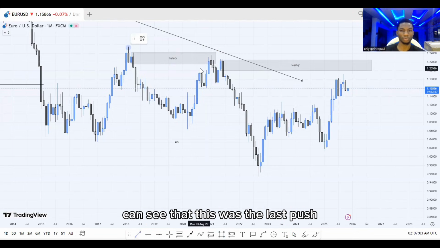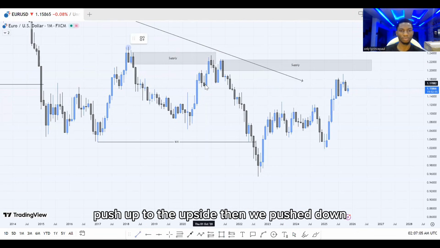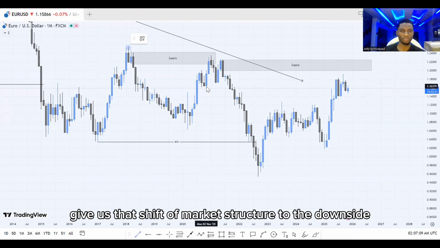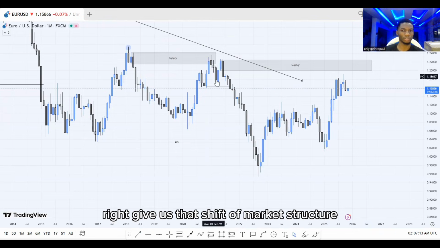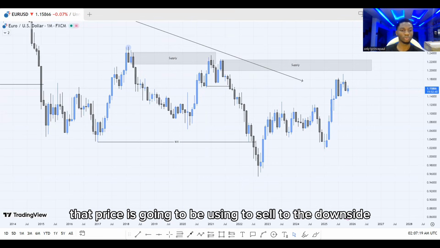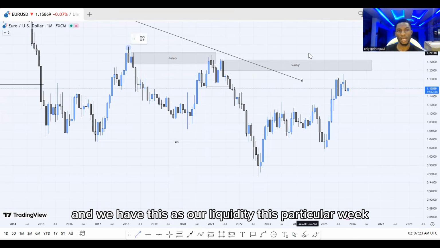You can see that this was the last push up to the upside, then we push down, then we pushed up, and price over here gave us that shift of market structure to the downside, right? So this is the fresh area of supply zone that price is going to be using to sell to the downside. And we have this as our liquidity this particular week.